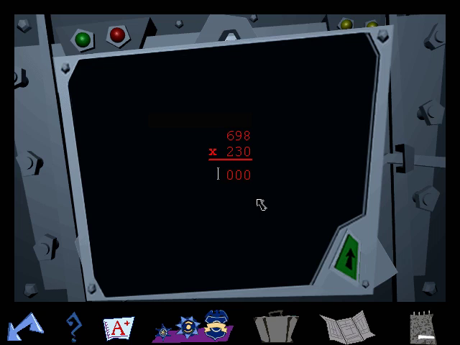8 times 3 equals 24. 8, 16, 24. Okay. 9 times 3 equals 27, 29. 6 times 3 equals 18, 20. 8 times 2 equals 16, 9 times 2 equals 18 plus 1. 6 times 2 equals 12. 0, 4. 9 plus 6 equals 15. 10. 2 plus 3 equals 5. 6. 1.